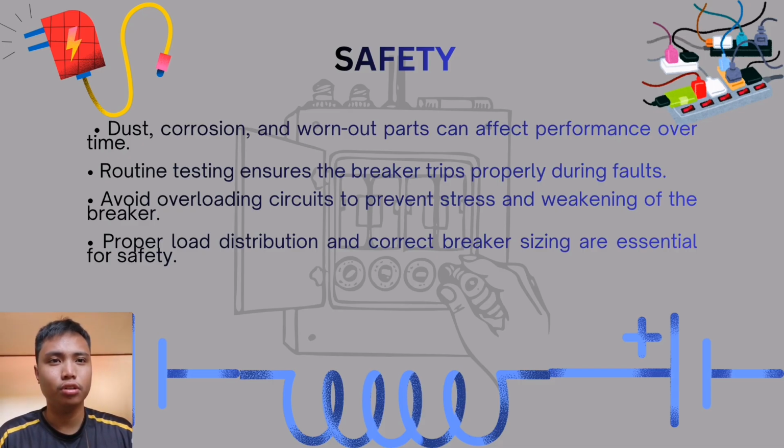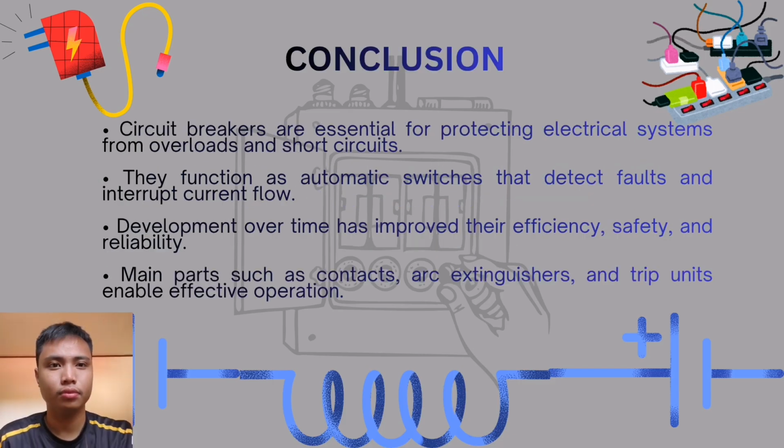Lastly, we must avoid overloading circuits. Although circuit breakers are designed to protect the system, repeated overloading can weaken them and reduce their lifespan. Proper load distribution and selecting the correct breaker rating are essential to maintaining a safe and efficient electrical system.